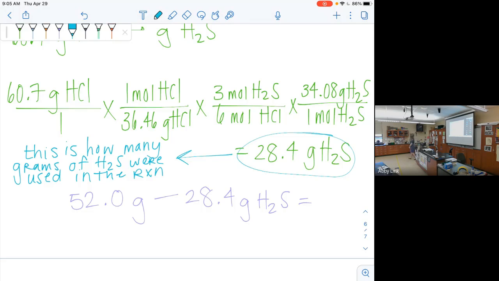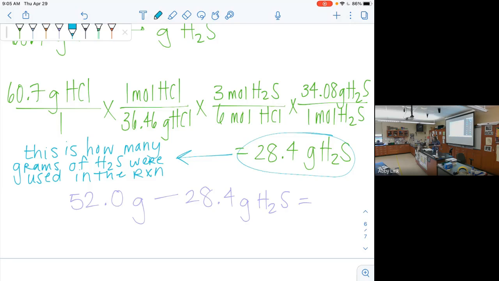Okay? The more you can verbalize what the numbers actually mean, the better off we're going to be with these problems. I know it's annoying. It's a lot. That's okay. We'll spend a good amount of time on it.